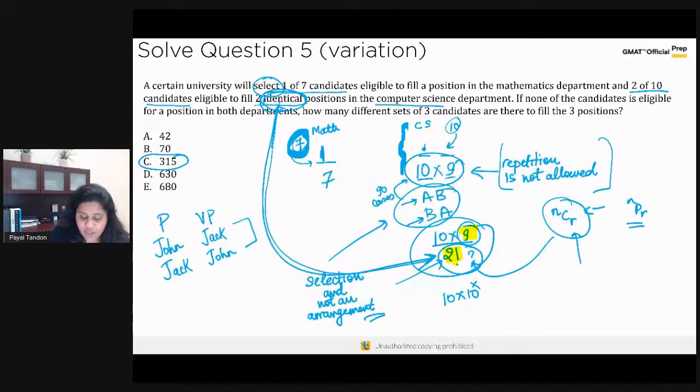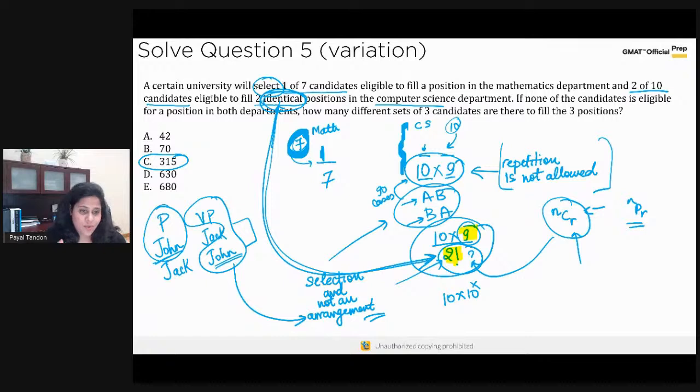Now, for John, this is a different assignment than the first one. If John is the president, it's a different assignment than if John is the vice president. In this case, if the positions were not identical, this would have been an arrangement question, in which case I would not have had to divide by 2 factorial. So, very important to understand.